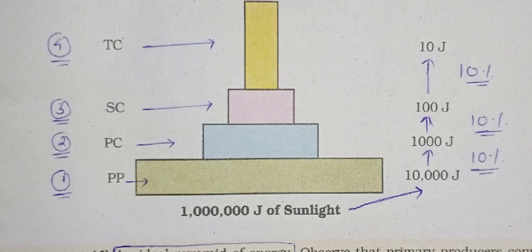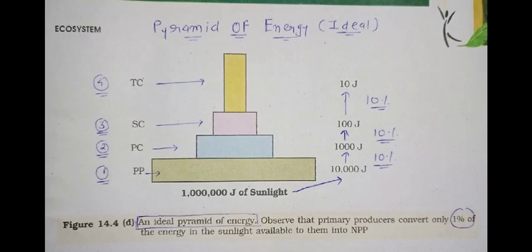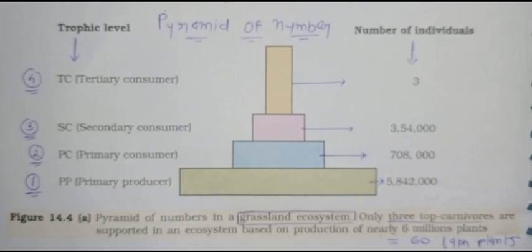And then see, 1,000 joule is converted into only 100 joule. From 100 joule, only 10 joule will be there at the fourth trophic level, which is of the tertiary consumers. So you will remember this diagram also. You have a total of 3 diagrams.